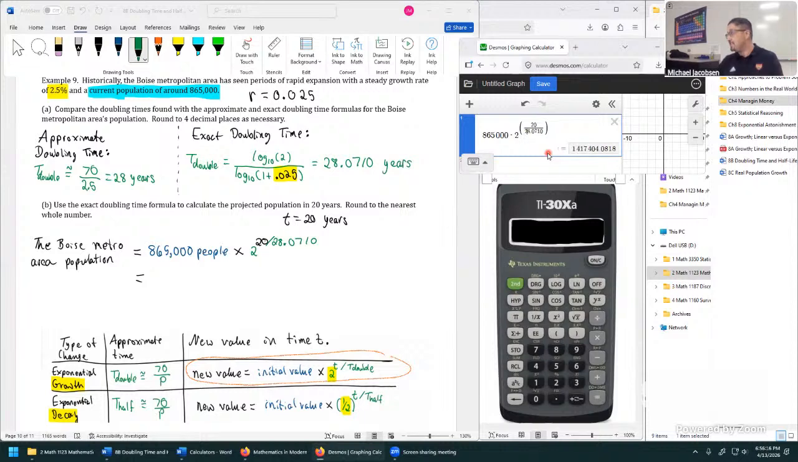So let's fix that. Put in the actual 28.0710. That looks a little bit more appropriate. That's now in the millions, about 1.4 million. So let's put in the value 1417.